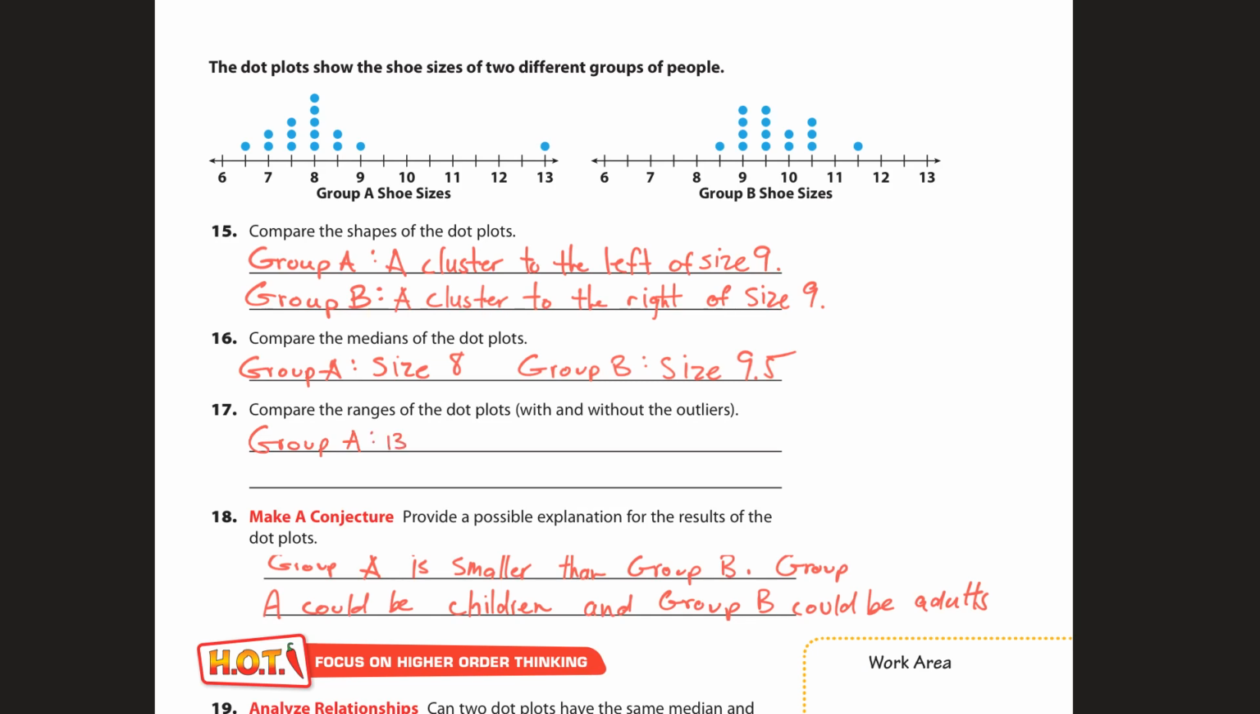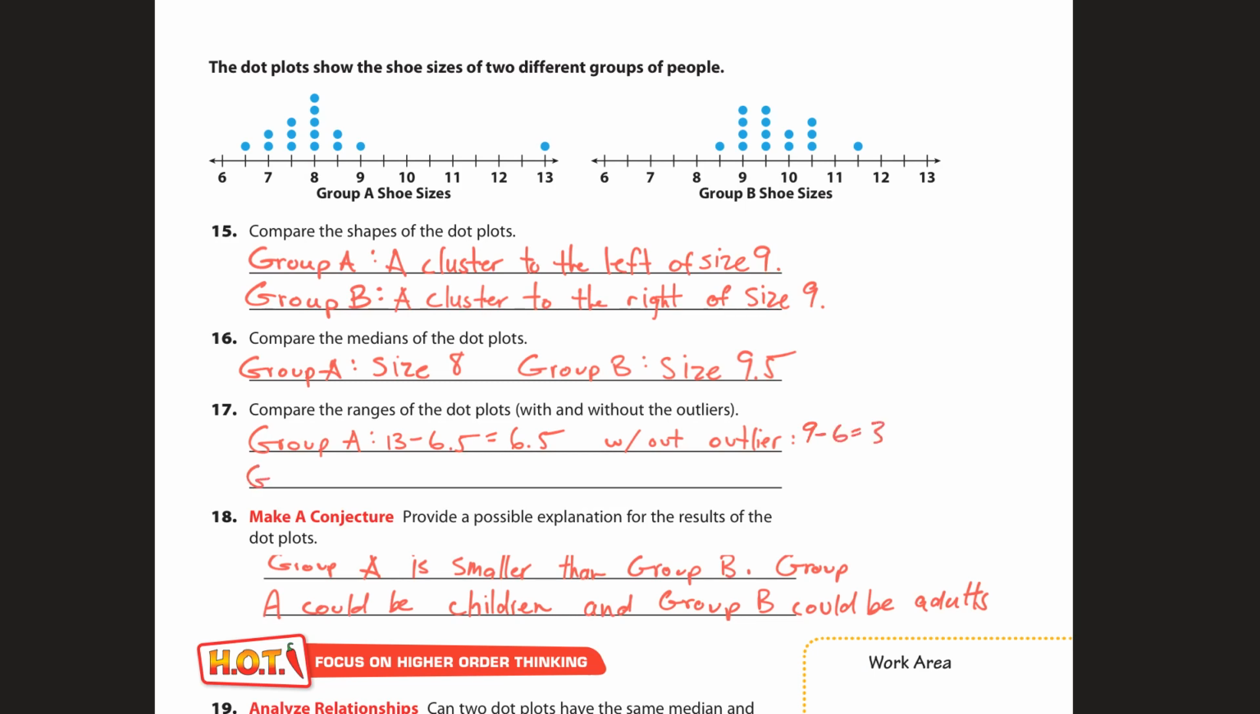Is 13 minus 6.5, which is 6.5. And that's with the outlier. Without outlier, that would be 9 minus 6, right? Because the outlier's out here. So it would be 9 minus 6, which is 3.